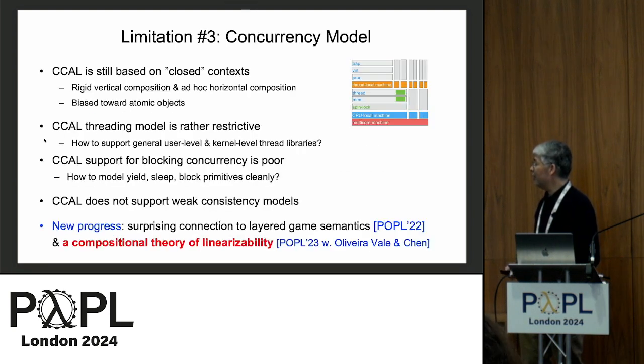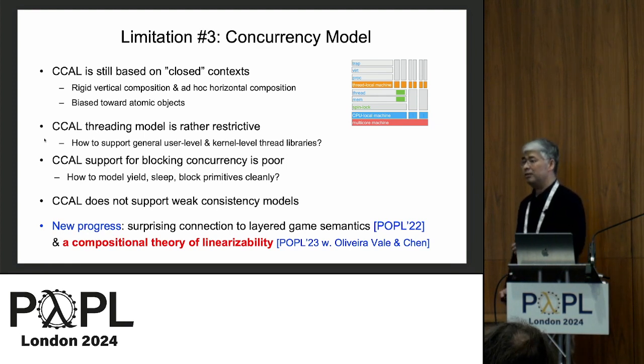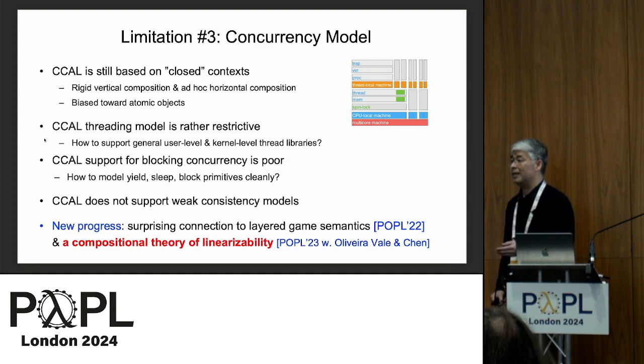On the concurrency model, which is the focus of today's talk, there were lots of restrictions in our previous work. It's based on a closed context. The threading model is rather restrictive. It does not support blocking concurrency very well. So things like lots of concurrency primitives.